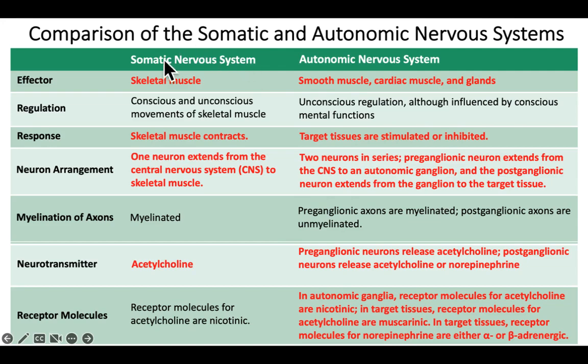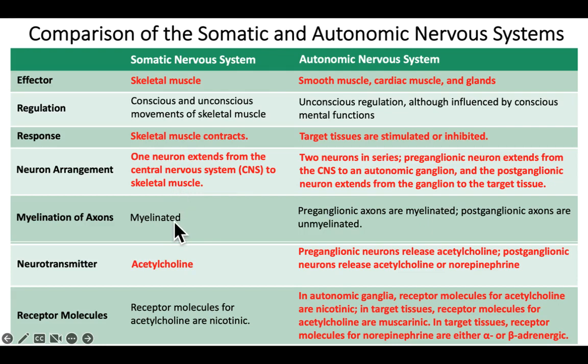So this column is somatic nervous system, skeletal muscle control, right? Typically conscious and voluntary, but there are some unconscious movements of skeletal muscle. Stimulates contraction, obviously. The motor neurons extend from the CNS directly to the skeletal muscle. So we call that a one neuron arrangement. Whereas when we get to autonomic, we're going to look at the two neuron arrangement.